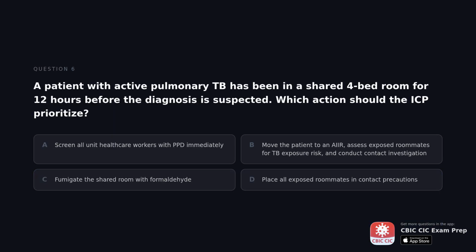A patient with active pulmonary TB has been in a shared 4-bed room for 12 hours before the diagnosis is suspected. Which action should the ICP prioritize? A. Screen all unit healthcare workers with PPD immediately. B. Move the patient to an AIIR, assess exposed roommates for TB exposure risk, and conduct contact investigation. C. Fumigate the shared room with formaldehyde. D. Place all exposed roommates in contact precautions.